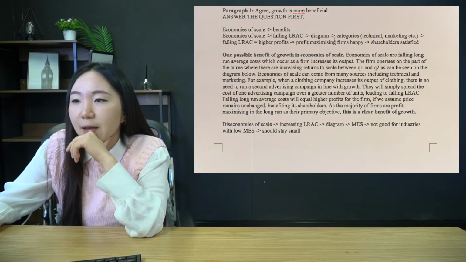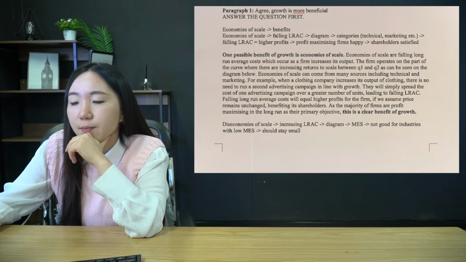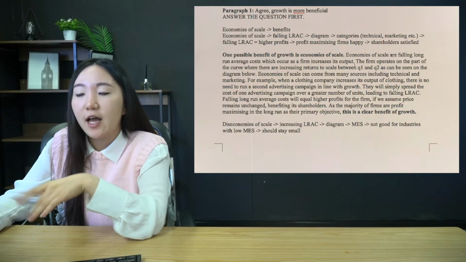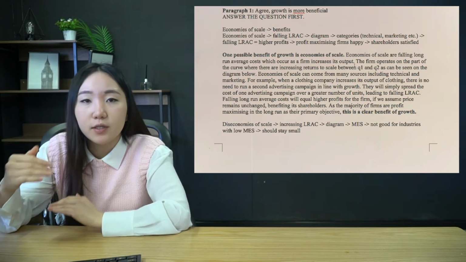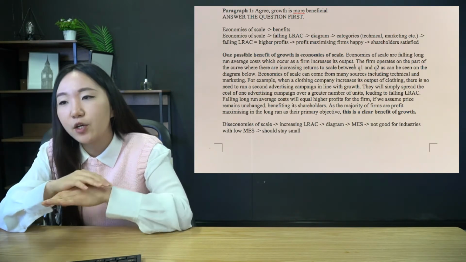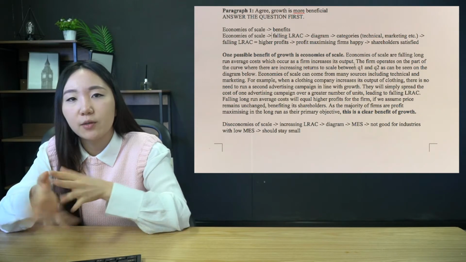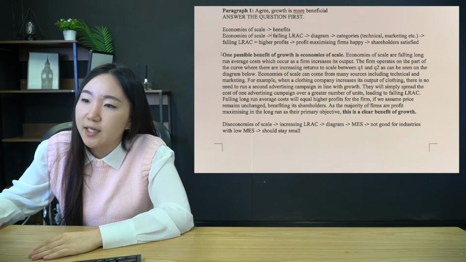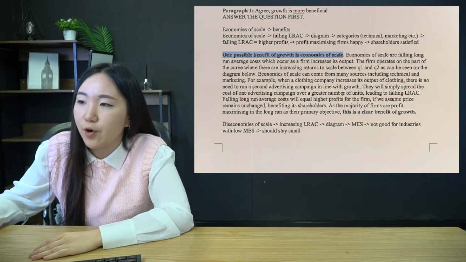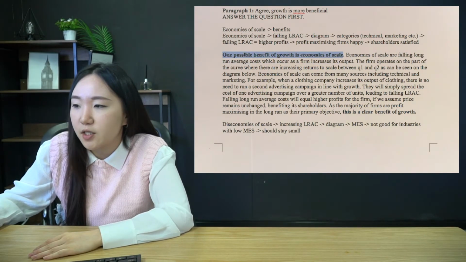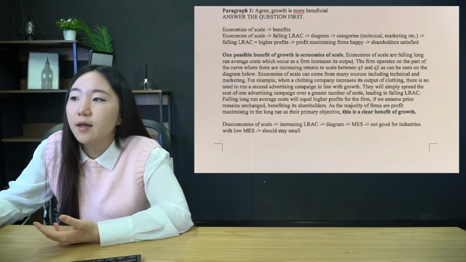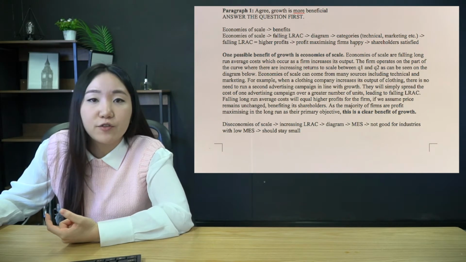So I've written the paragraph here, joining all of these points up. What I've put in bold at the beginning and the end, I have sandwiched my paragraph with answering the question at the beginning and the end. That way nobody can accuse me of going off topic, or that I've not answered the question. So you begin by saying, one possible benefit of growth is economies of scale. Yep, answer the question. Therefore, this is a clear benefit of growth. Again, answered the question, okay? Everything in between is just an expansion of my points here, okay?